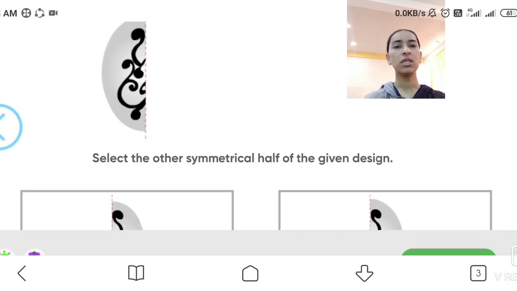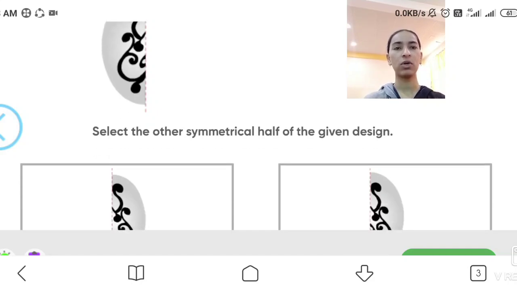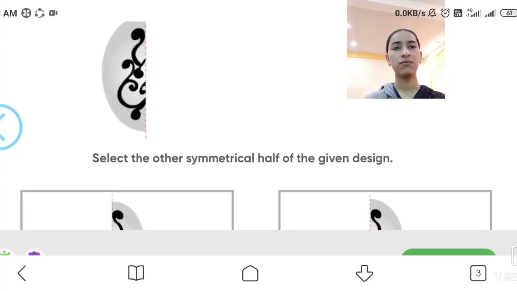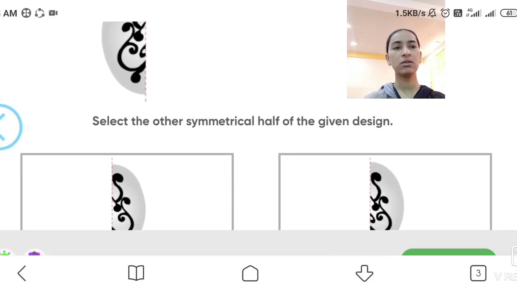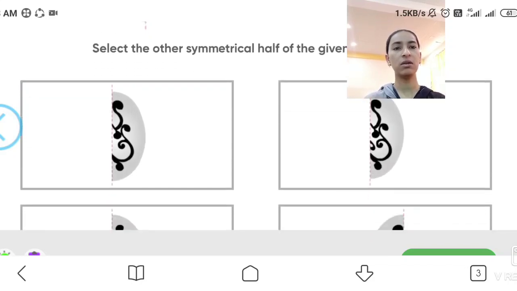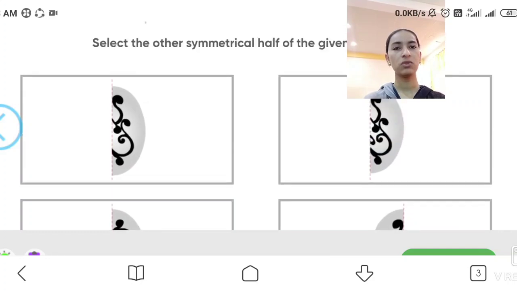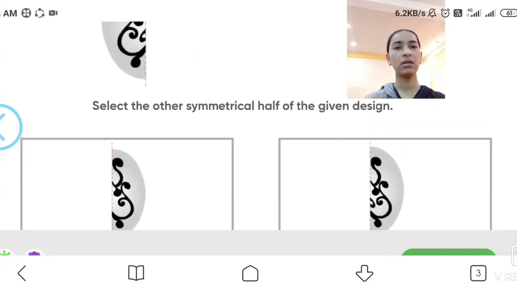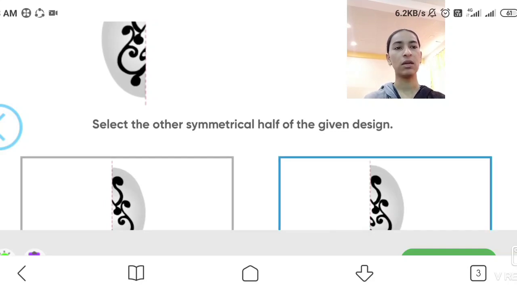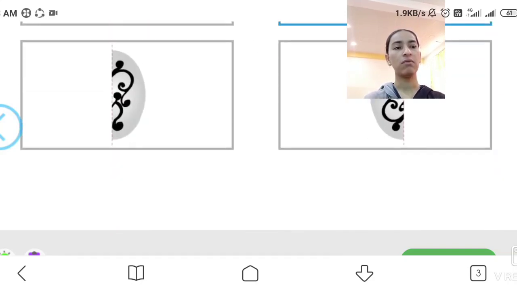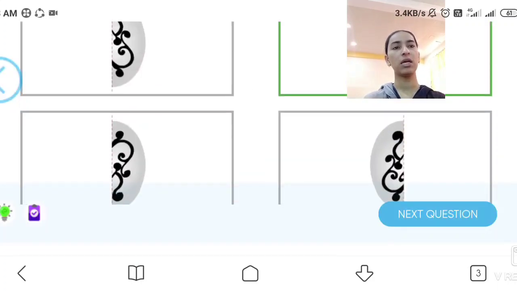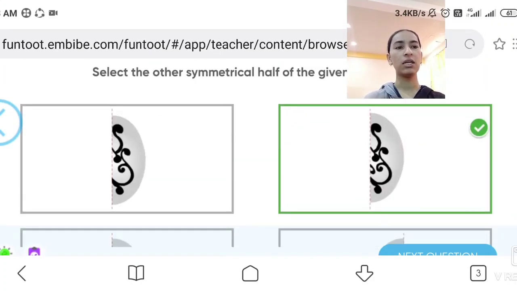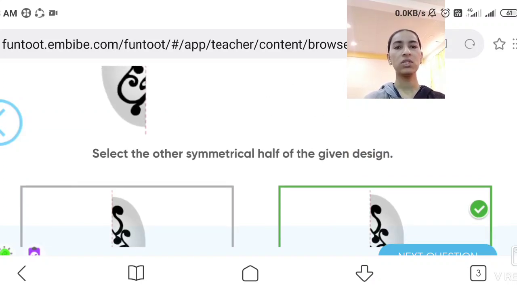Now you see, select the other symmetrical half of the given design. We have to find the other half part. Which one is the other half part? First see the figure. Which one is symmetrical? Yes students, which one is symmetrical? I think this one, the second. I want to verify. I will cross check. If I get green color, yes, it is the correct one. Understand this. Through this you can solve your answers, you can solve many types of questions.